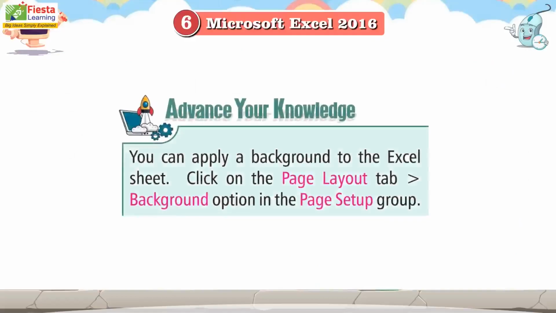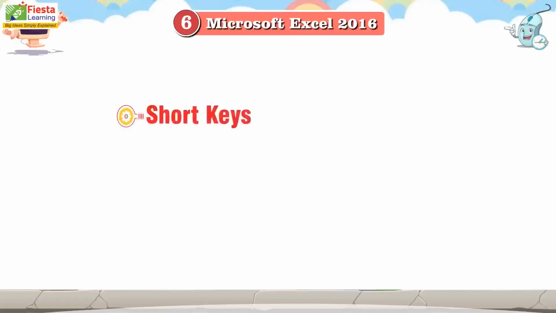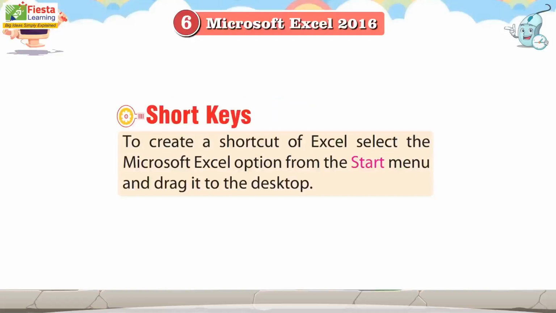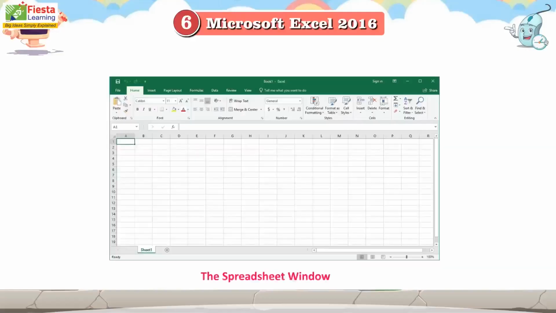Advance your knowledge. You can apply a background to the Excel sheet. Click on the Page Layout tab, Background option in the Page Setup group. Shortkeys. To create a shortcut of Excel, select the Microsoft Excel option from the Start menu and drag it to the desktop.